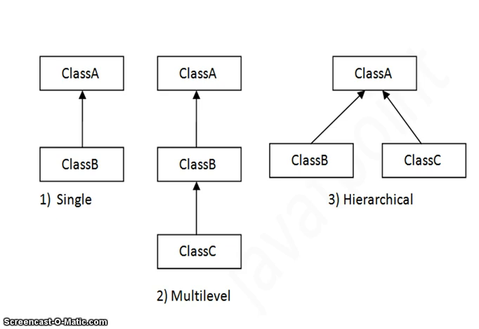Now hierarchical inheritance, the third type. Here one base class is there and more child or derived classes are there. So here three classes I am taking, class B, class C, and class A. Class B is extending the properties of class A and class C is also extending the properties of class A. So class B extends class A and class C extends class A. So these are the examples of single level inheritance, multi-level inheritance, and hierarchical inheritance.